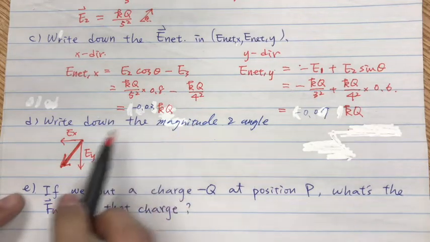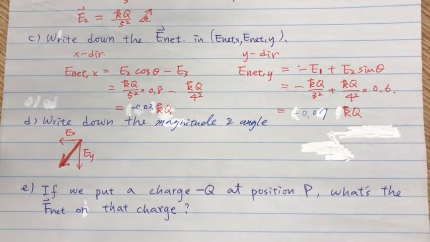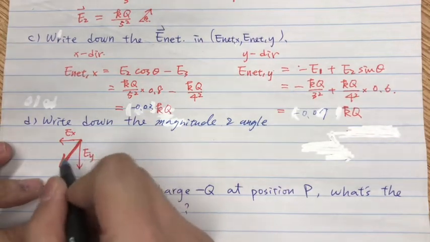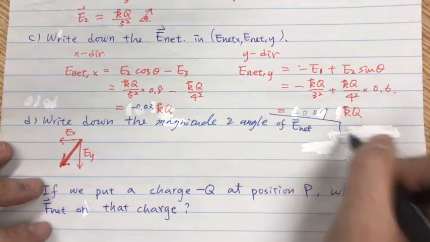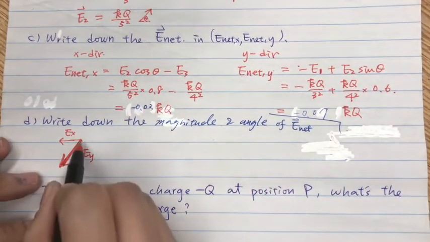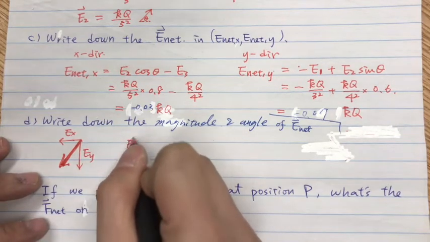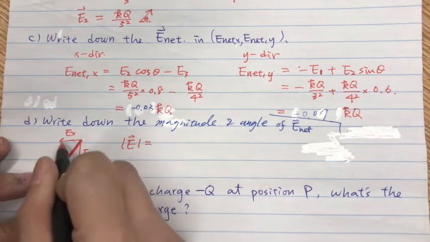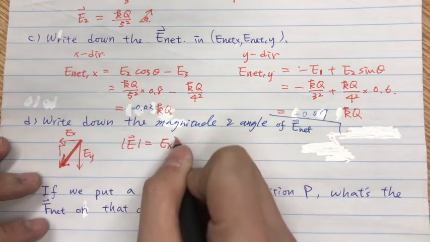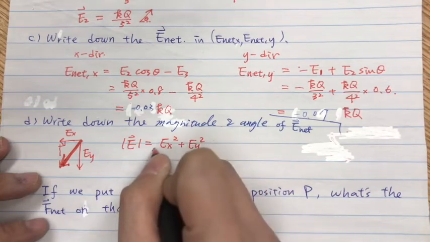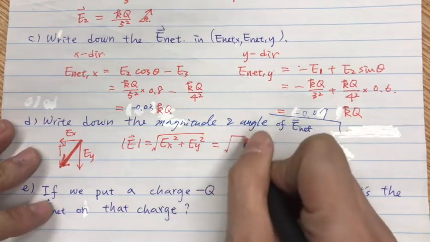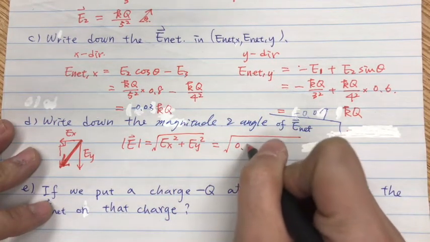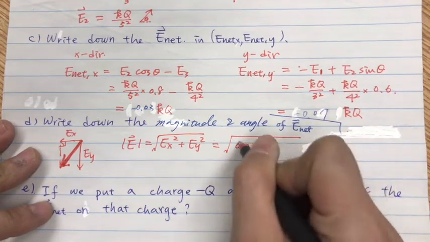So now let's find the magnitude and the angle for this. This magnitude, we can put this one here. There's a little triangle, so it's nothing but EX squared plus EY squared, then square root of that. So please go ahead and finish this by yourself.